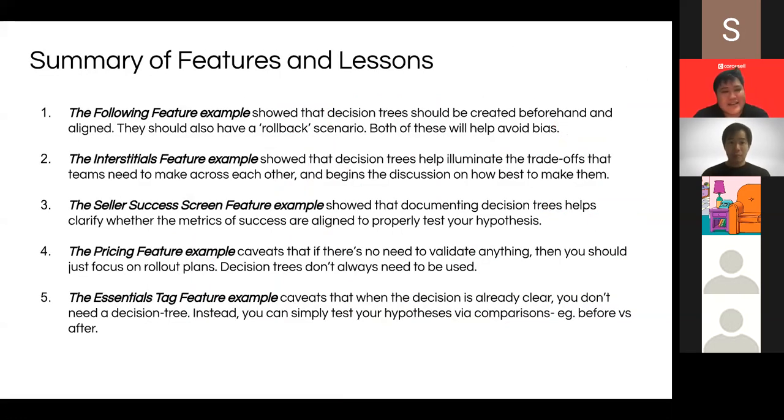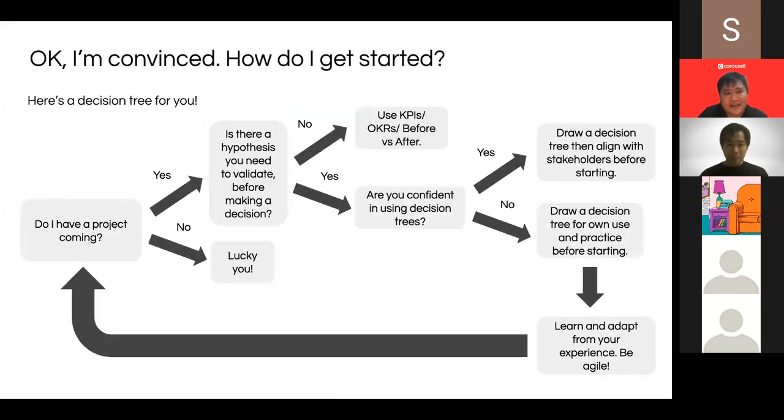So that's it actually. Those are the five examples: following, interstitial, seller success, pricing, and essentials tags. Just a quick summary for everybody to take in. I thought it was interesting to create a decision tree for you in case you wanted to get started, if you have a project coming.